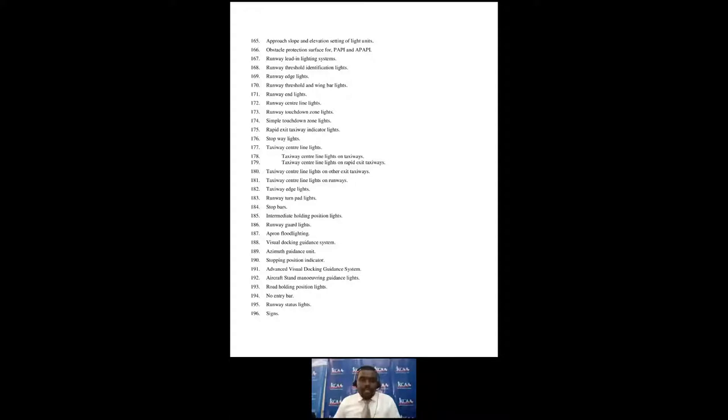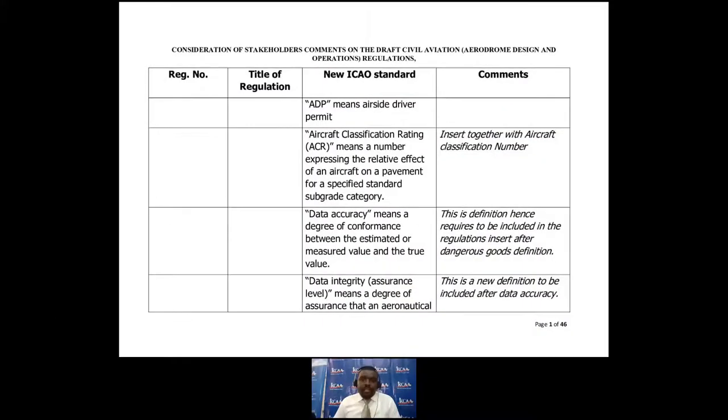So from this point, allow me to go to the matrix. I'll stop sharing this document and share the matrix, so that we can highlight the changes that have come as a result of the various amendments to the ICAO Annex 14. On the interpretation part, we have a number of definitions that have been introduced to the regulations.